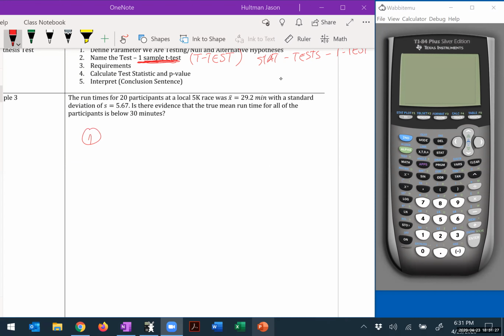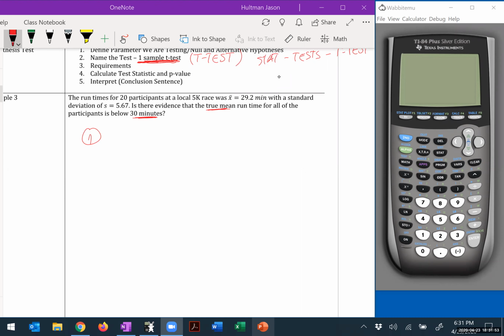Okay, with a standard deviation of S equals 5.67, is there evidence that the true mean runtime for all the participants is below 30 minutes? Okay, so we're testing against the true mean of 30 minutes. Cool, thanks, Jared.